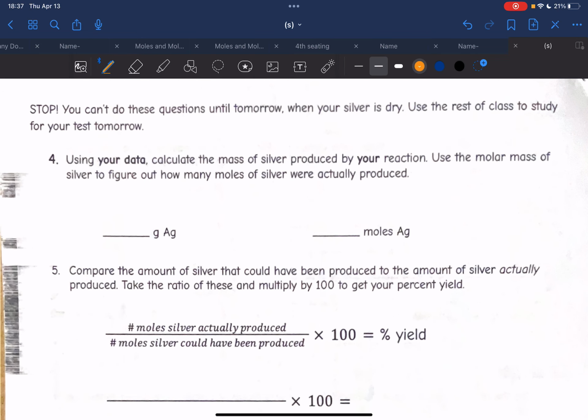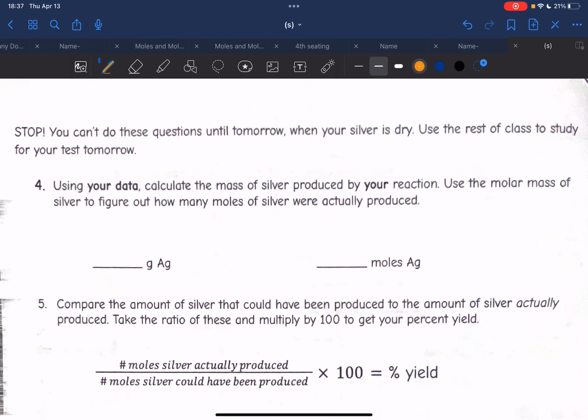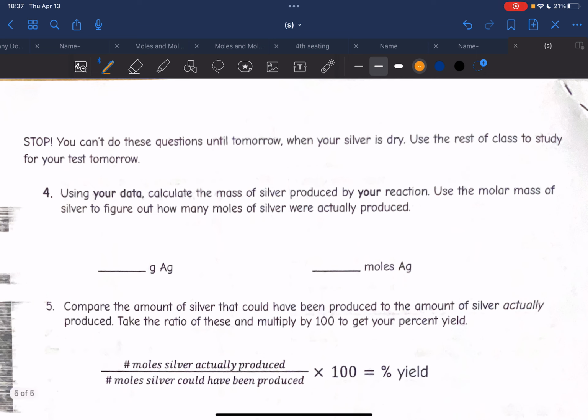Using your data, calculate the mass of silver produced by your reaction. I think this question could be worded better. Maybe when I edit this for next year, it's going to say, using your data, calculate the mass of silver you collected or were able to recover, because we might have produced more silver than we actually ended up collecting in the end. Just because of lab techniques and human error, we could have lost some silver that we made.